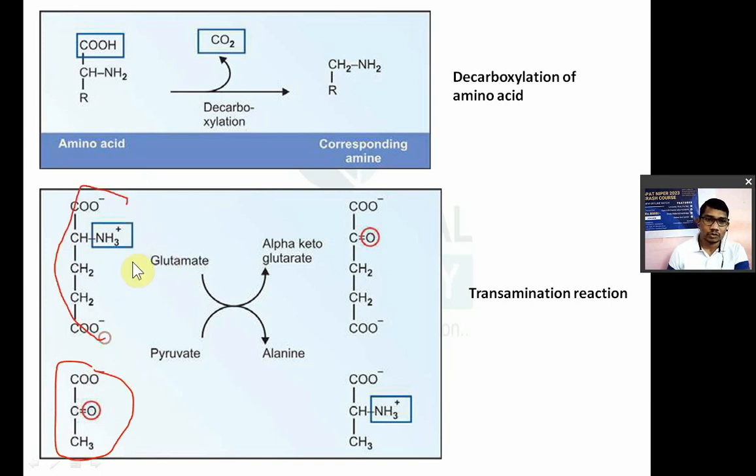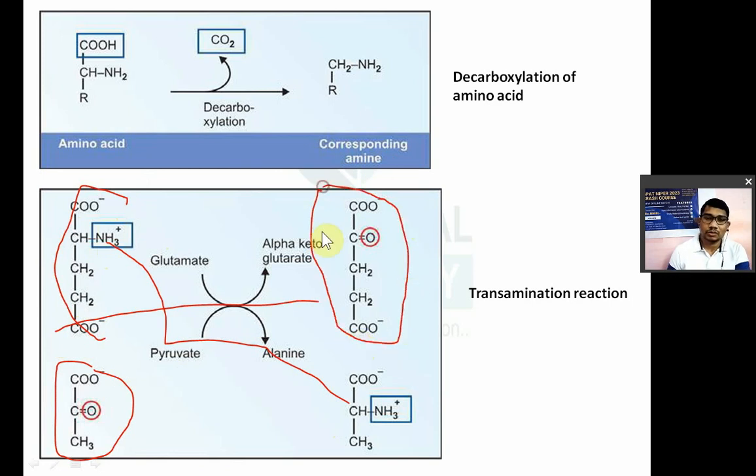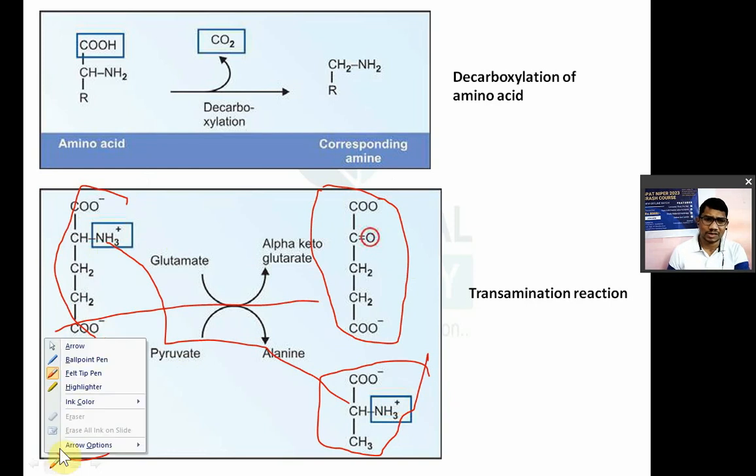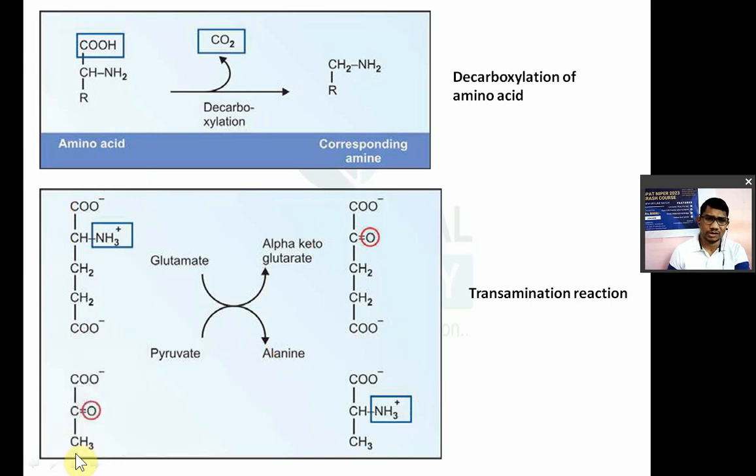Now what happens? This amino group is transferred to pyruvate, which will produce alanine. Now this glutamate will be converted into another keto acid known as alpha ketoglutarate, which you know is an intermediate in the Krebs cycle. So to produce the respective new amino acids, the transamination reaction is very important. It has a very important role in protein metabolism: transamination and deamination are the two reactions in protein metabolism. Now these two reactions are very important.